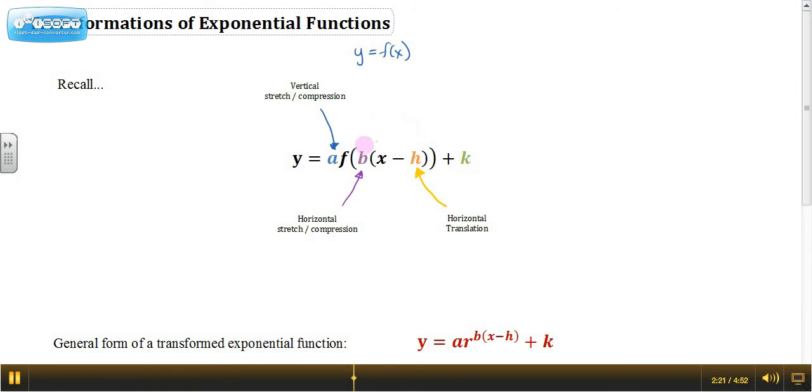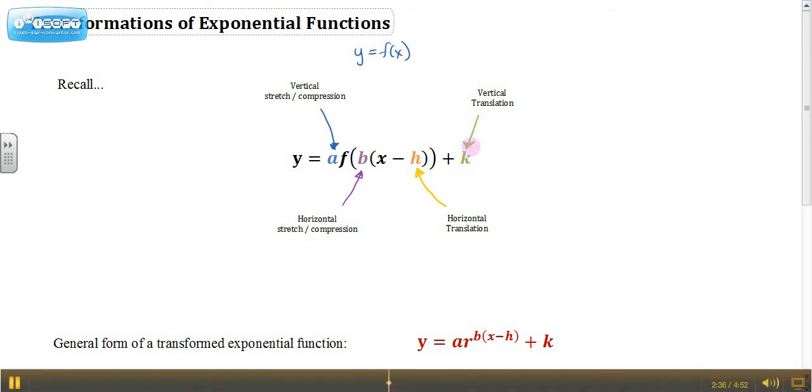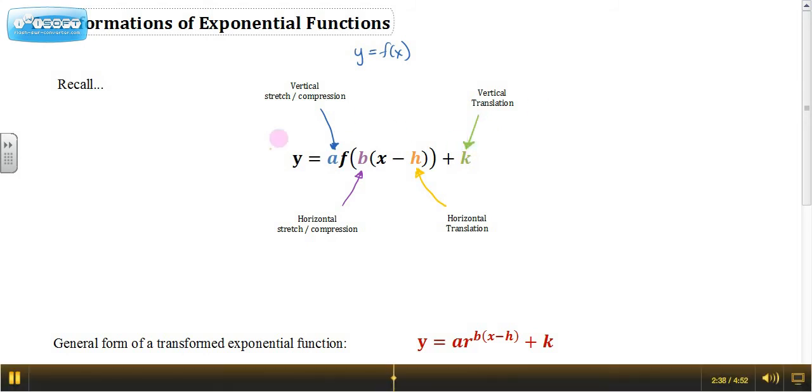Then, last but not least, is this value k. It is outside my function and there's an addition to it. So the function plus this value will tell me that I need to do a vertical translation. So if I have a value of function plus 2, that tells me I need to move my graph up 2 units. So this is the general form of all the transformations of any function.